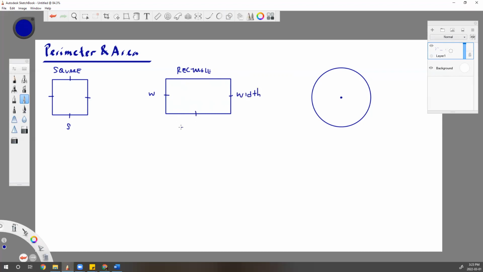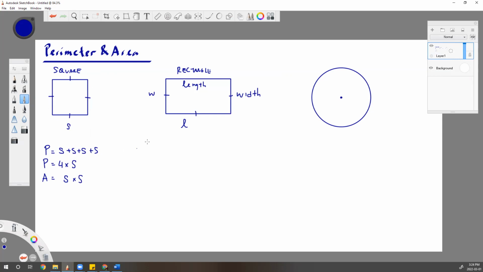And this will be the length, or Length. Okay. So to calculate the perimeter, you have to understand what perimeter means. The perimeter is the total length of the outer part. So to calculate the perimeter of the square, you just add S plus S plus S plus S, all the sides, the edges. Okay. So perimeter means 4 times S. And to calculate the area of the square, you need to multiply the side by itself.